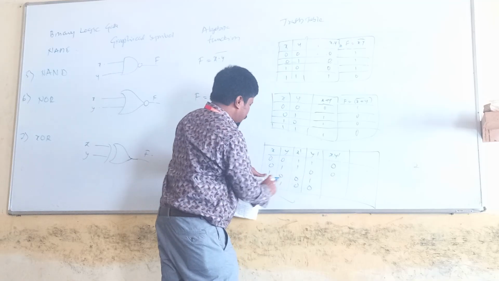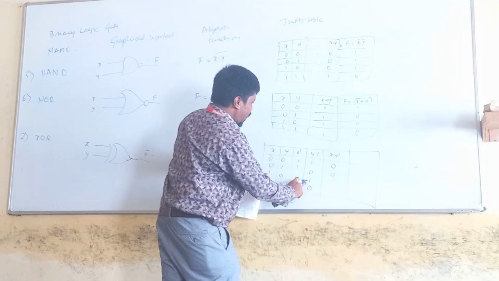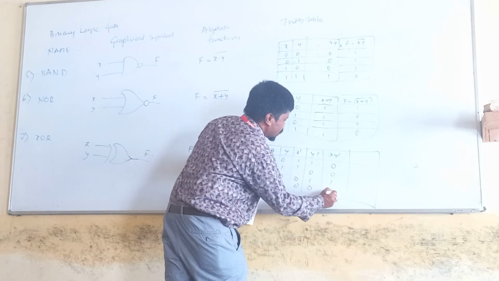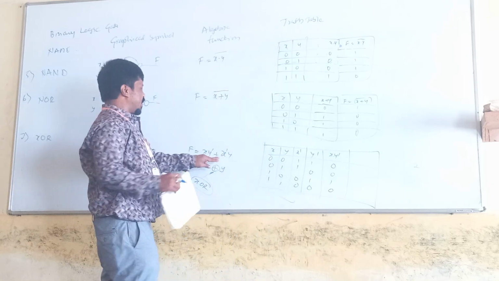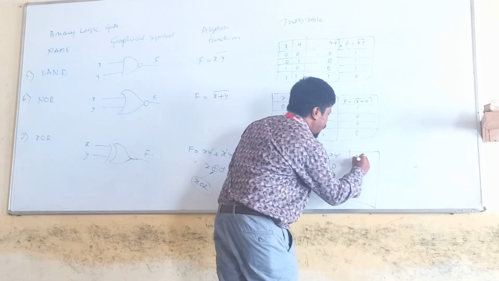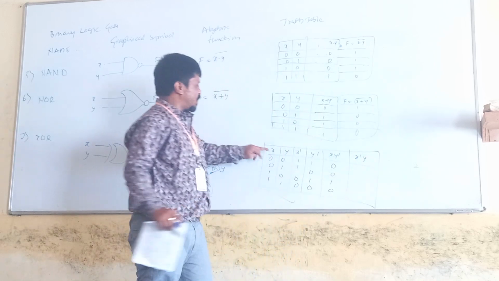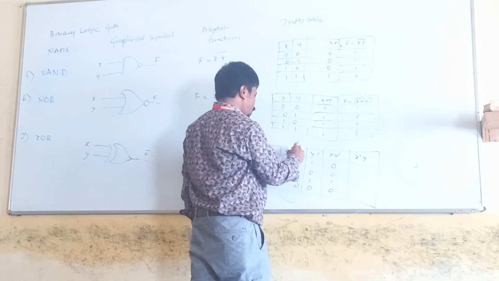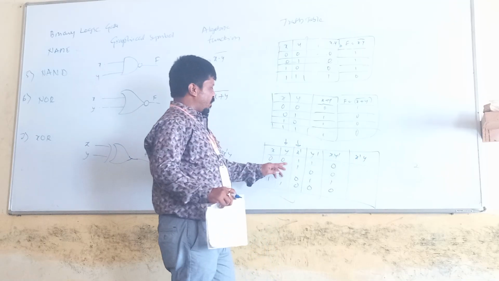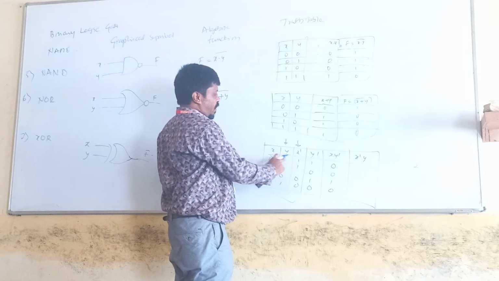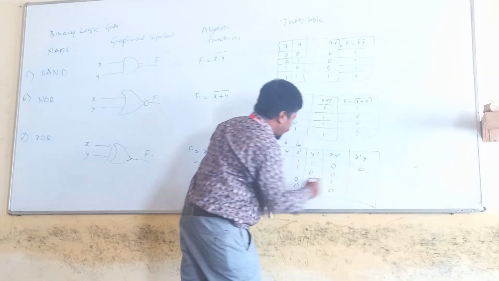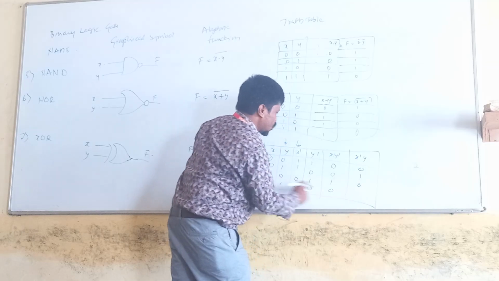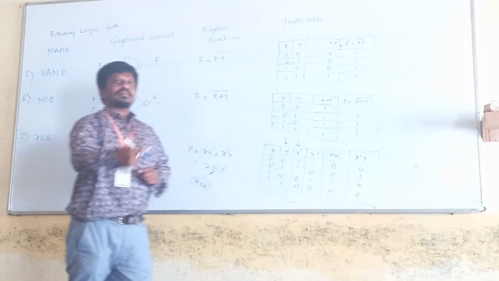Okay, X Y dash. X is 1, Y dash is 1, so 1 times 1. Similarly, I have to convert X dash Y also. I will consider the column of X dash and the column of Y, and make the product: 0 1 1 0, so it will be 0 1 0. This is 0 only.